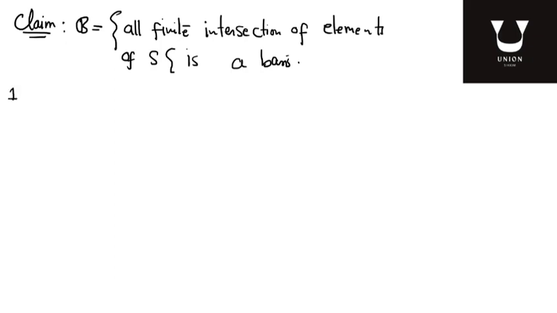For script B to be a basis, I have to verify that it satisfies the two required properties. First, let small x be any arbitrary element in capital X. Corresponding to small x in capital X, you have to find an element in script B so that x is in that element. But I have already assumed that S is a subbasis for a topology on X. Once you say that S is a subbasis, it means that the union of all elements of S is equal to X, because a subbasis S for a topology on X is a collection of subsets of X whose union equals X.